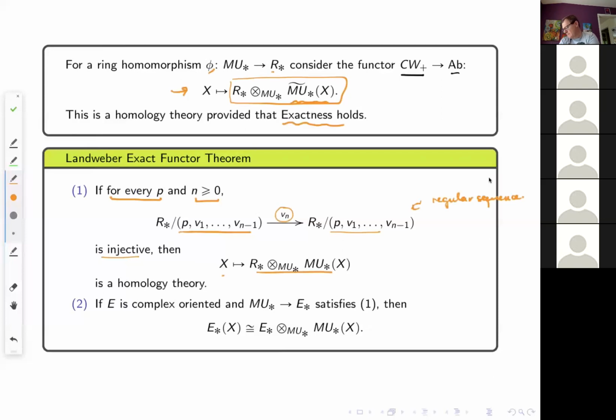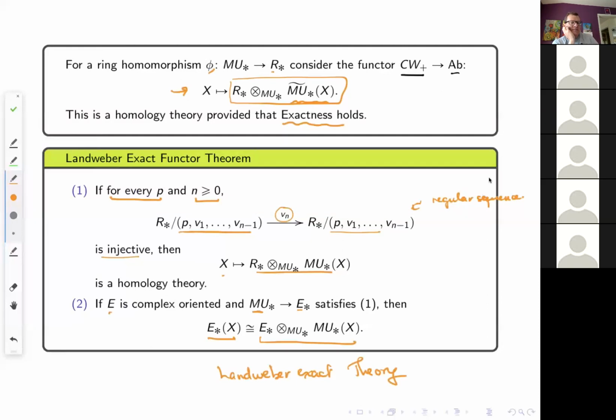And this is a very powerful tool because you can find a lot of MU star algebras, R star, that have this property but aren't flat over MU star. Now the second part of the theorem is that if E is complex oriented, you're going to get a map from MU star to E star, the map that classifies its formal group law. And if E star satisfies the conditions of part one for that map, then actually E star homology is given by this procedure. And in that case, we'll say that E is a Landweber exact theory.